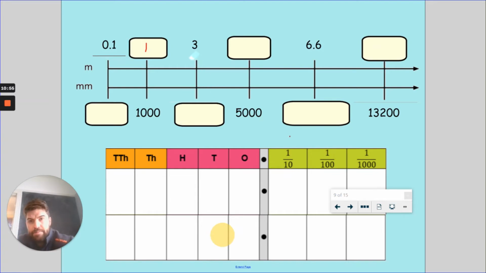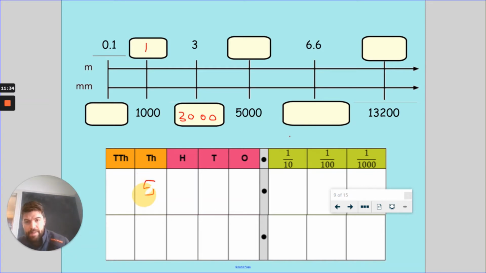So the next one, 3. Well, if 1 was 1000, 3 is going to become 3000. What about the next one? Well, on this one now, let's have a look at this one. On the next one, I've got the millimetres ready, 5000 millimetres, and I want to know what it is in metres. So, going from 1000 to 1, we'll be going back the same way. I'm still going to work with 3 columns.